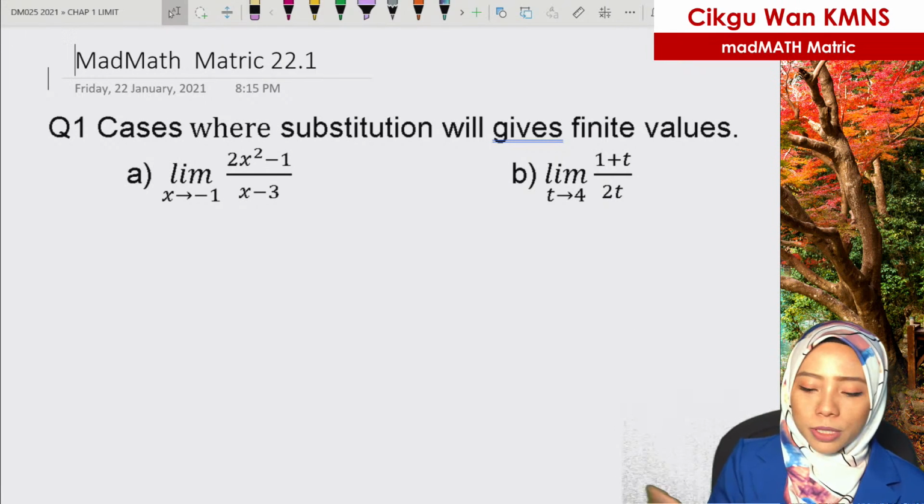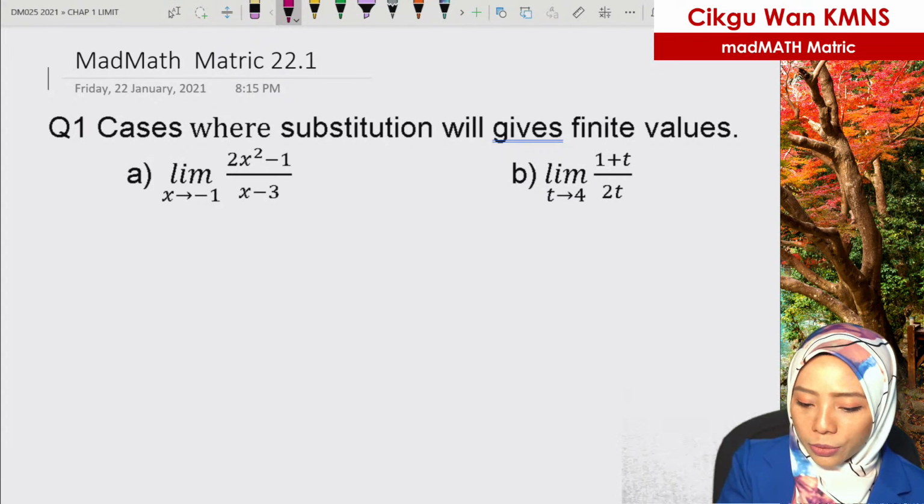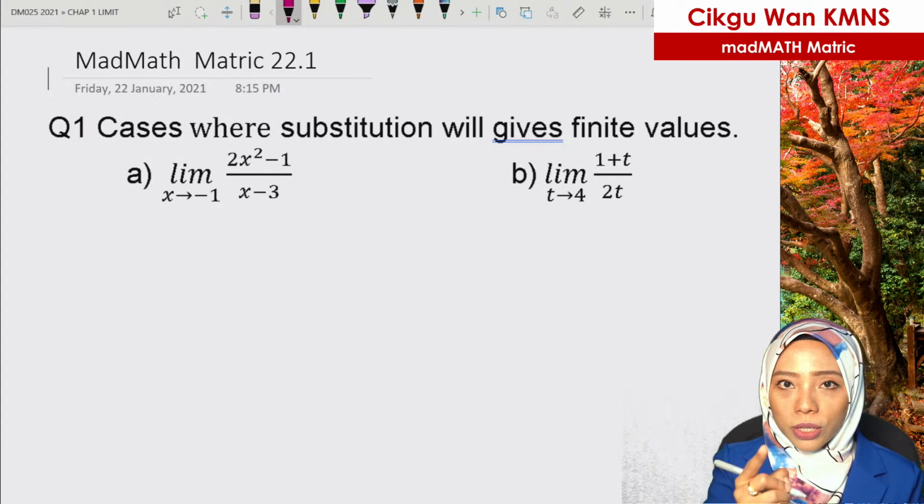Okay. Cases of substitution. Okay, this is very easy. Question 1. Okay, you just substitute. Okay, we do it together.